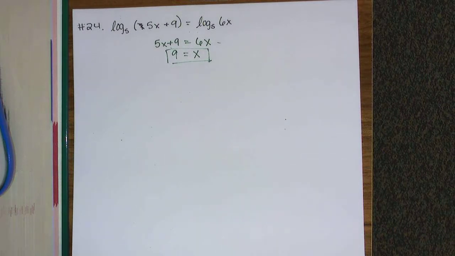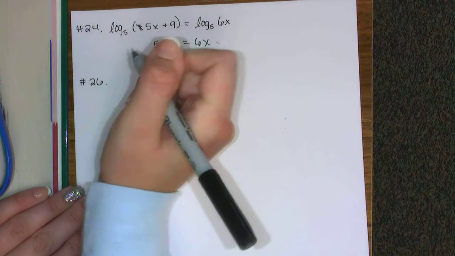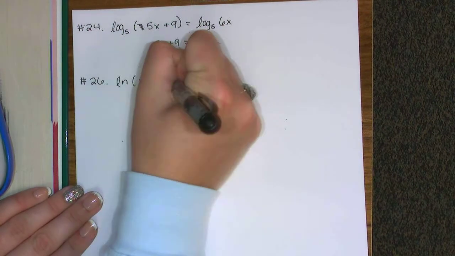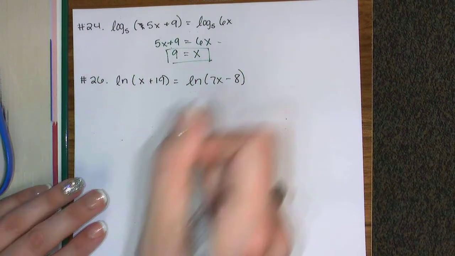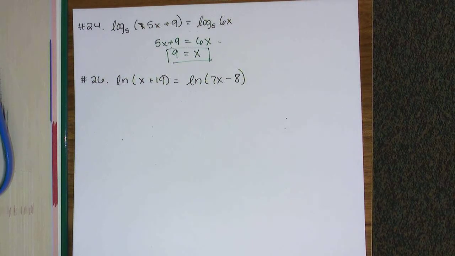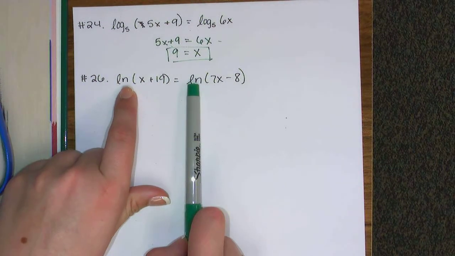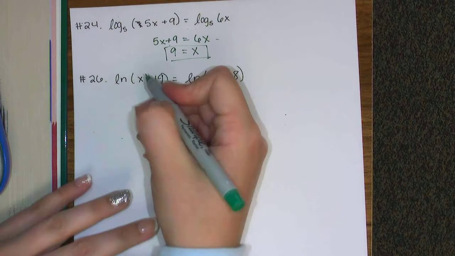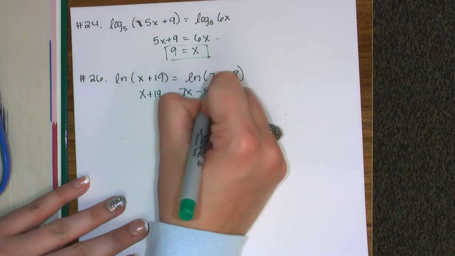We'll do 26 just because it's an ln, but it doesn't change anything. ln of x plus 19 is equal to the ln of 7x minus 8. Now, both of these are natural logs, meaning they're log base e. So I can just say these two things are equal to each other. So x plus 19 is equal to 7x minus 8.